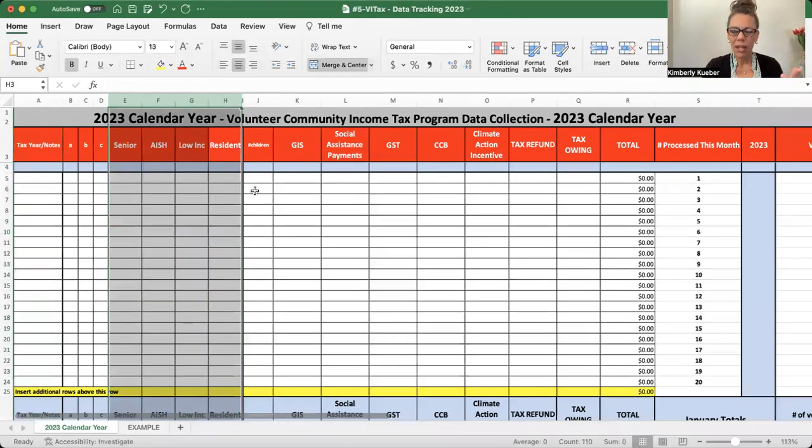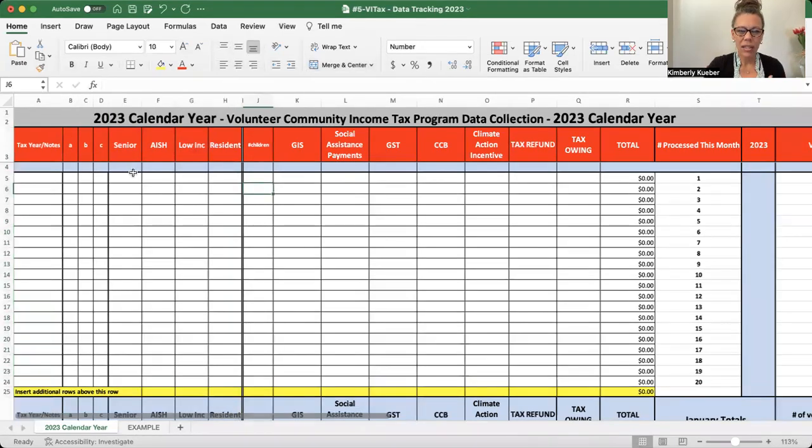So a lot of folks are having challenges with this section, and this section is actually quite critical because it provides us at the very end the total number of tax returns filed. So it's important that we all complete this section accurately.